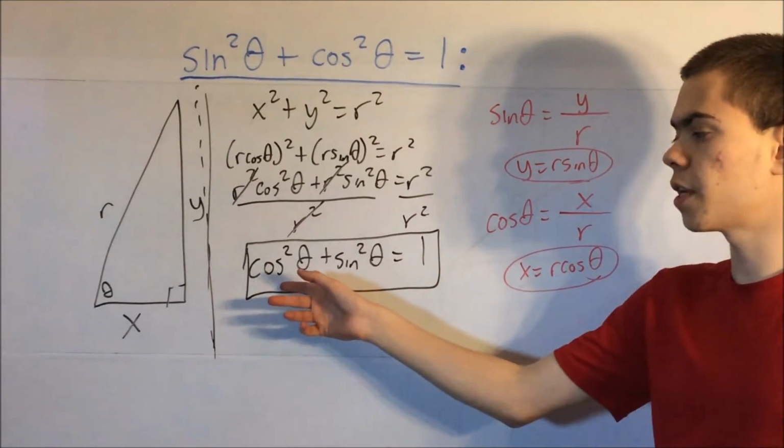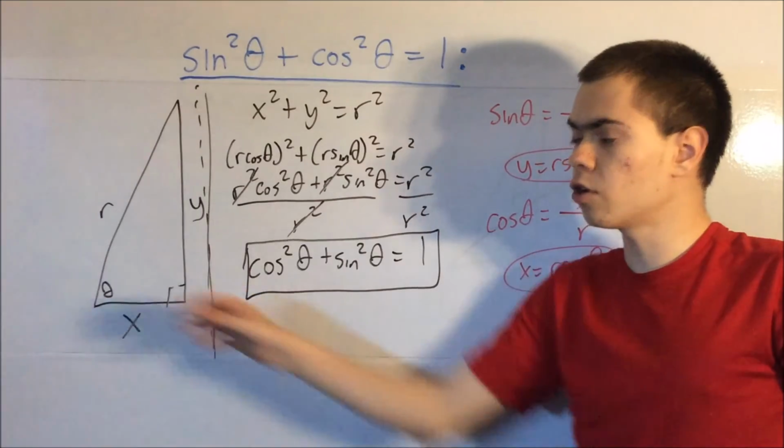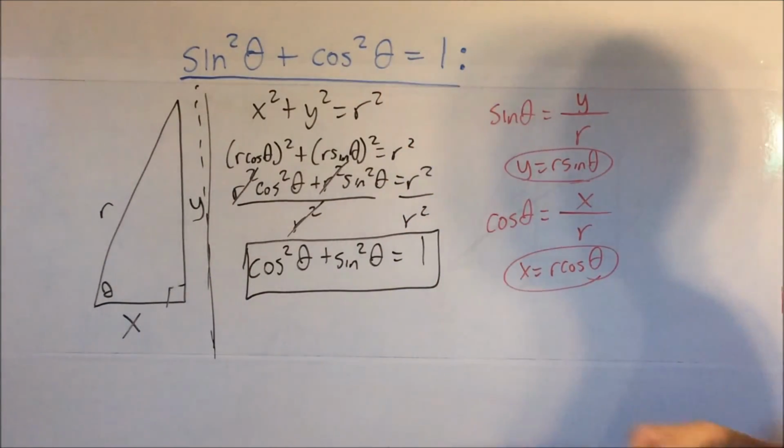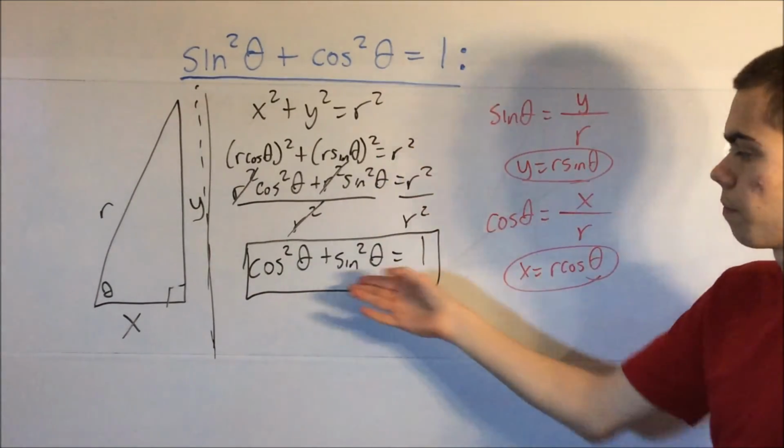All right, so cosine squared of that angle plus the sine squared of that angle will always equal 1. And so that is where this comes from. That's it.